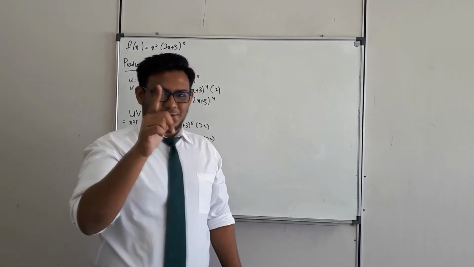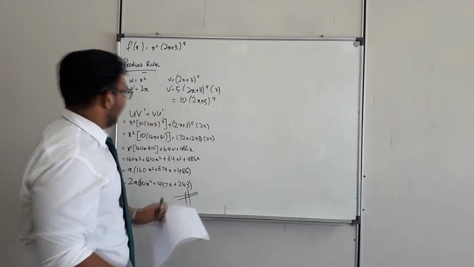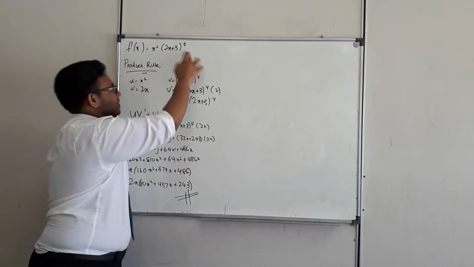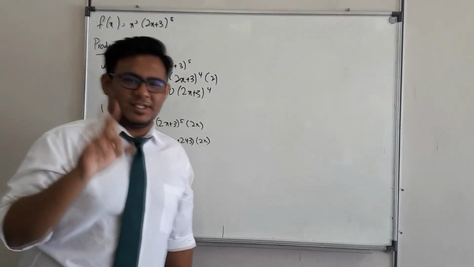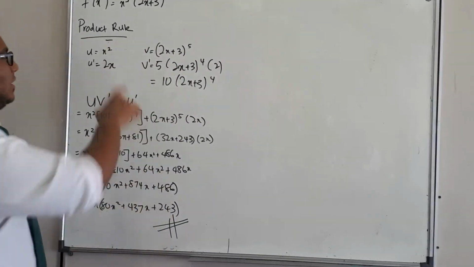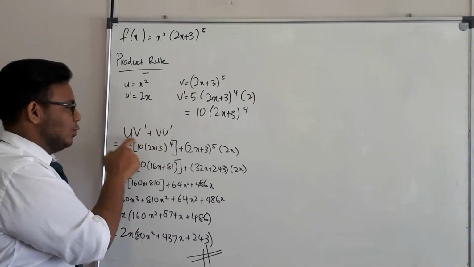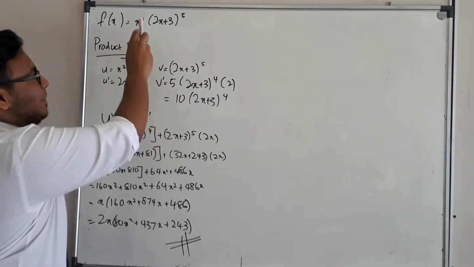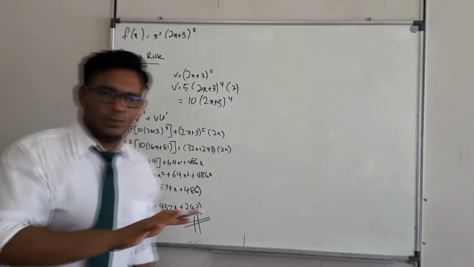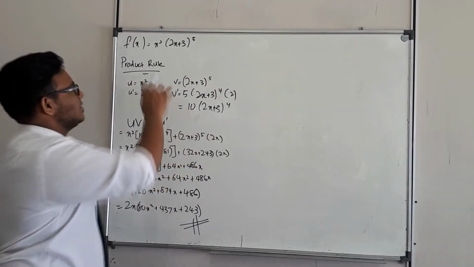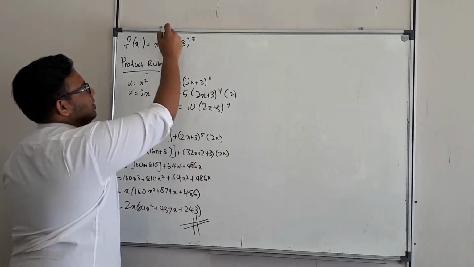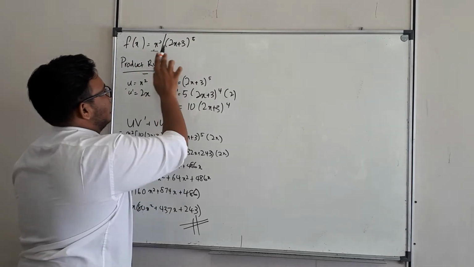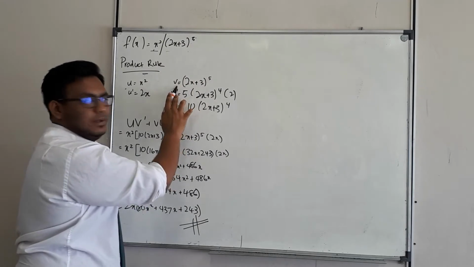Hi and good morning. So now we are going to look at question number 4. Basically this is question number 4: f(x) = 2x squared times (2x plus 3) to the power of 5. In order to solve this question, we have to use the product rule, which is u v prime plus v u prime. First of all, we split the question into two parts, u and v. So 2x squared becomes u, and (2x plus 3) to the power of 5 becomes v.